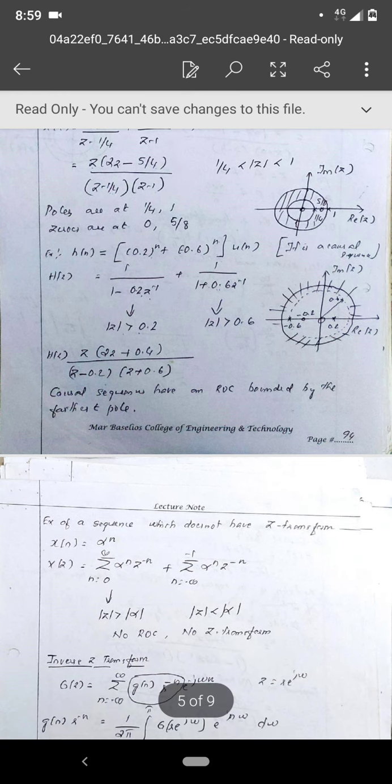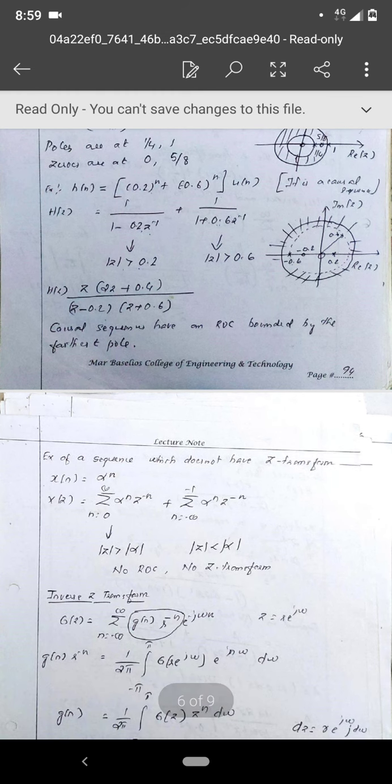We'll see another very important question, that is x of n is equal to alpha raised to n. If you want to find the z transform, by definition we can substitute. So alpha raised to n can take any value. We know that the summation extends from minus infinity to infinity, so we are just breaking the summation into two pieces: one is from n is equal to 0 to infinity and the other is from n is equal to minus infinity to minus 1.